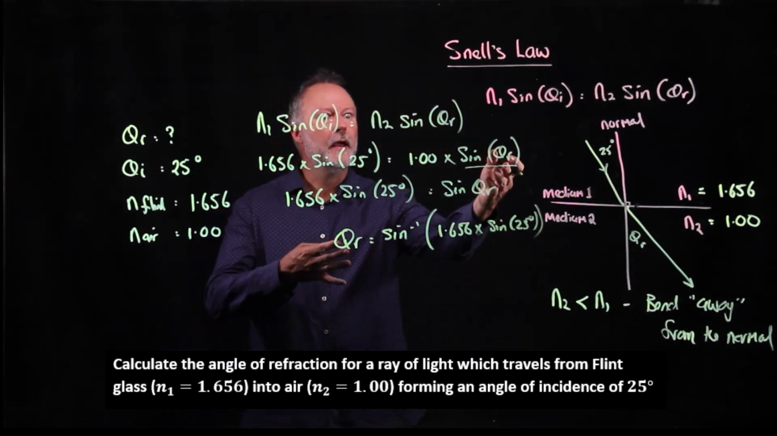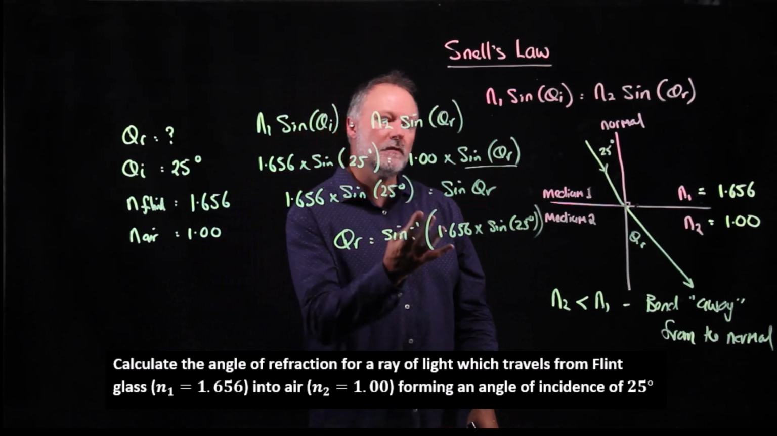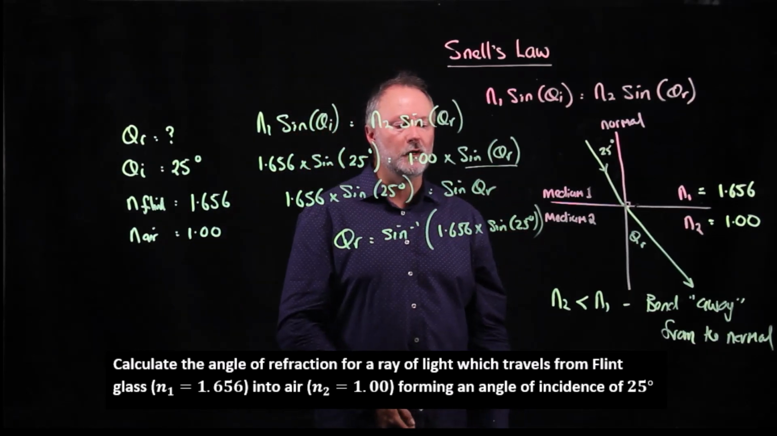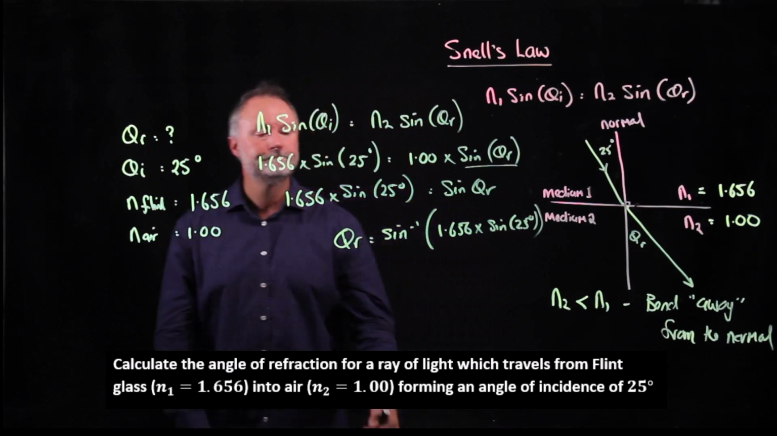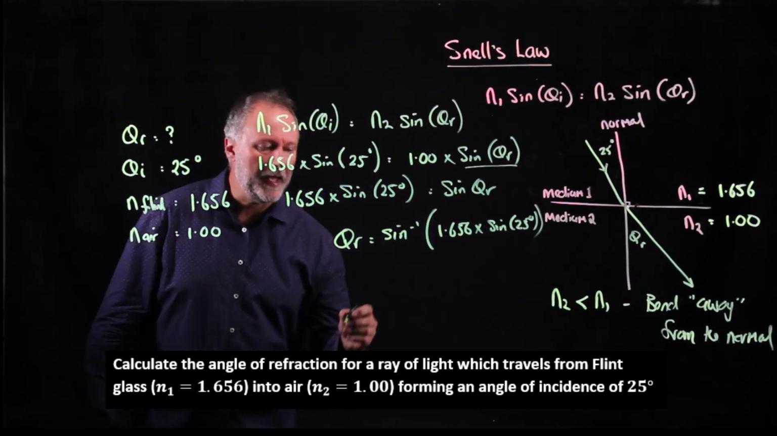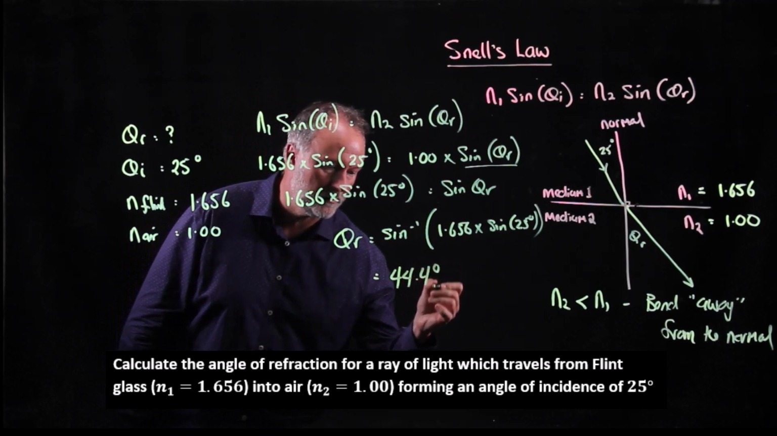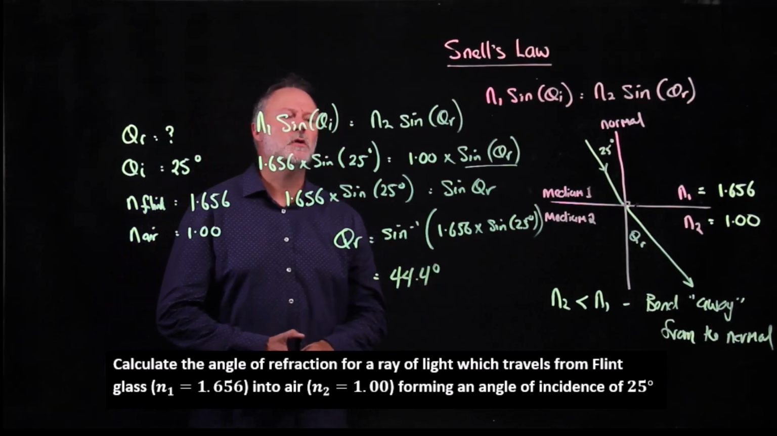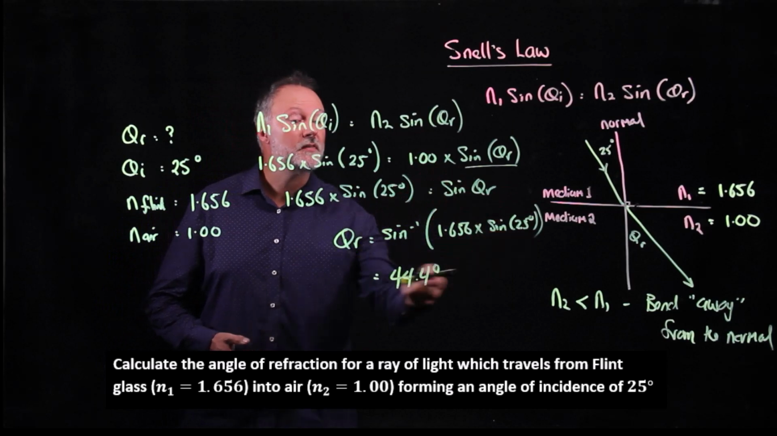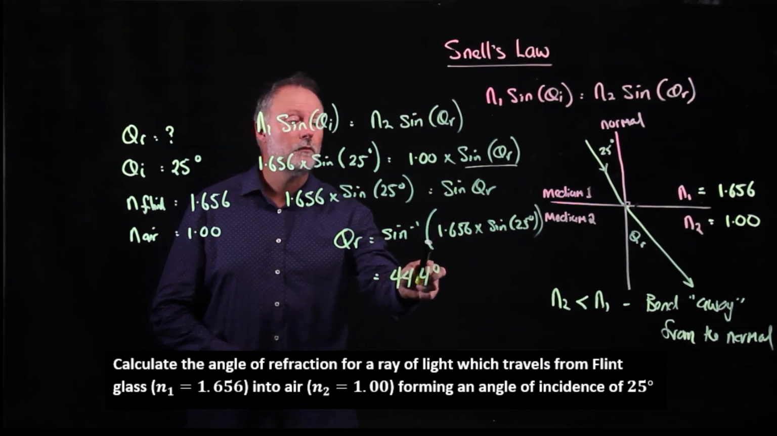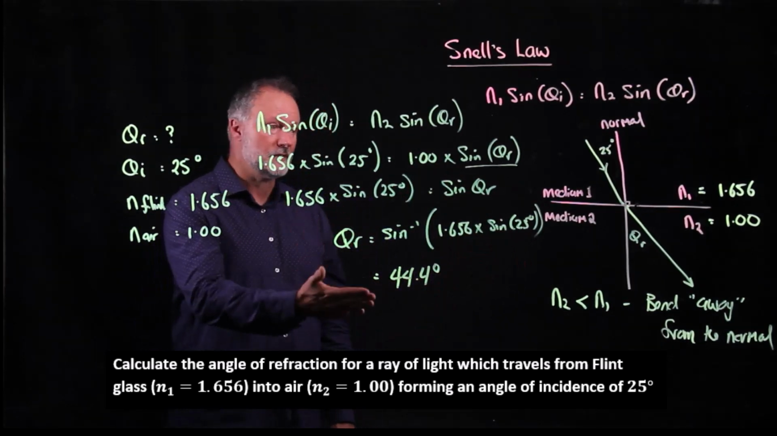When we have to find an angle, we have to take the inverse of this more complicated looking mathematical expression. You've got to be careful with your calculator. Okay? Doing all that gives me an angle of refraction of 44.4 degrees. Again, you have to use your calculator in degrees mode for this mathematical step to be correct. Be careful with your use of parentheses or brackets to get this answer.